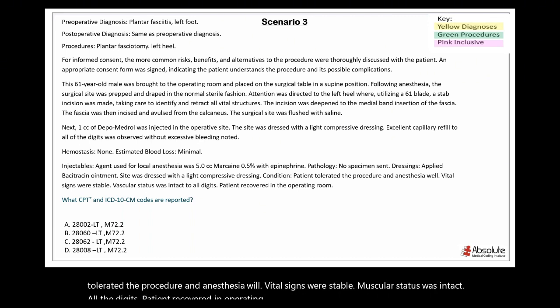What CPT and ICD-10-CM codes are reported? So coders, your 2.5 minutes starts right away.